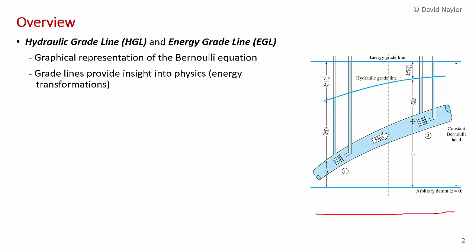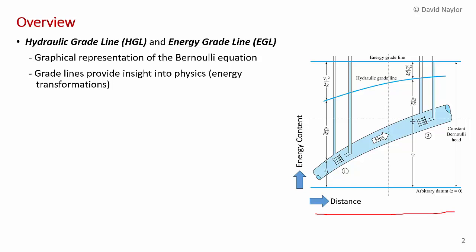brief overview, hydraulic grade line and energy grade line are graphs of the energy components where the horizontal axis is distance through the piping system, and the vertical axis is the energy content of the flow. And so in this way, by plotting these lines, you can get some insight into the energy transformations that happen through the piping system.